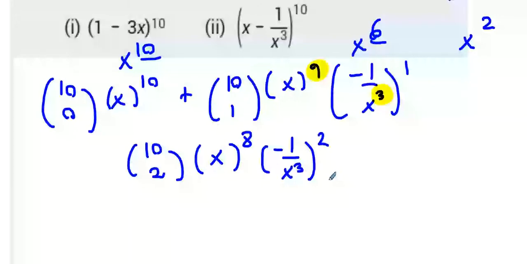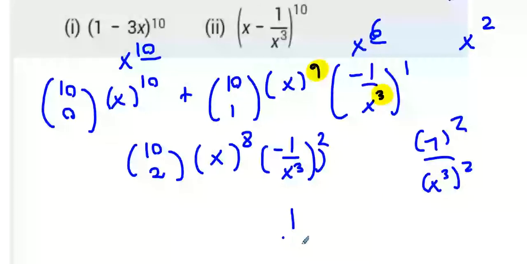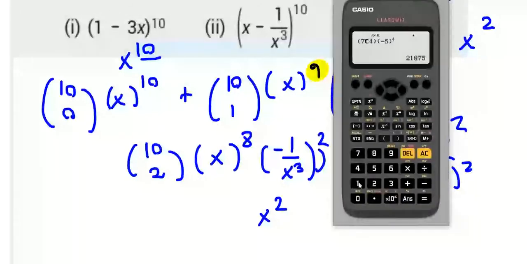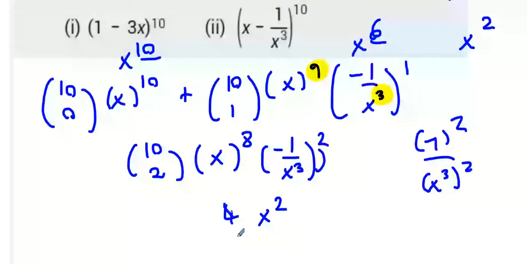So here's what we're going to do. That squared works on both the minus 1 and the x cubed, doesn't it? So that'll be 1 over x^6. On top is x^8. What's x^8 divided by x^6? We already knew that it's x squared, or x power 2. That's your x squared. Now, what's 10c2? 45. All right, 45 x squared. Is that okay with you guys?